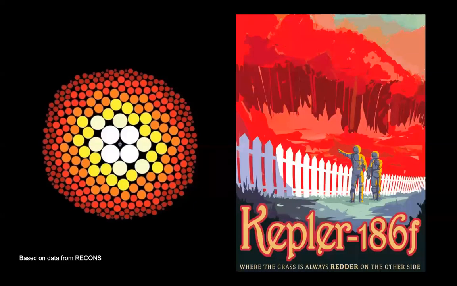And coming back now to this image from the title slide, right? This Kepler 186f, it's an actual exoplanet, a known confirmed exoplanet in the habitable zone of a red dwarf. And the tagline, which is now cut off, right? The grass is always redder on the other side.